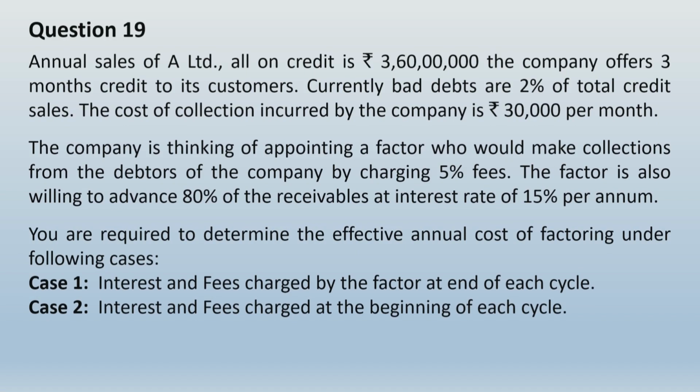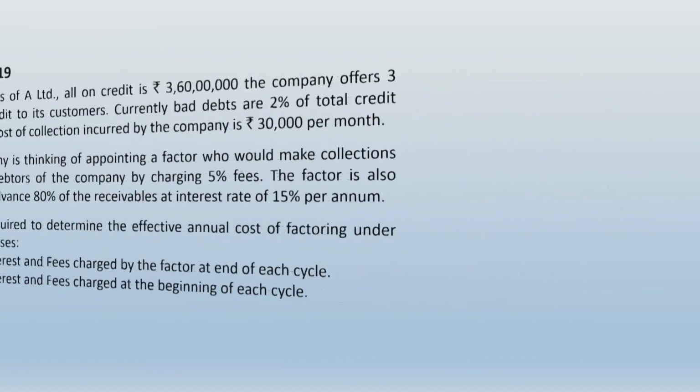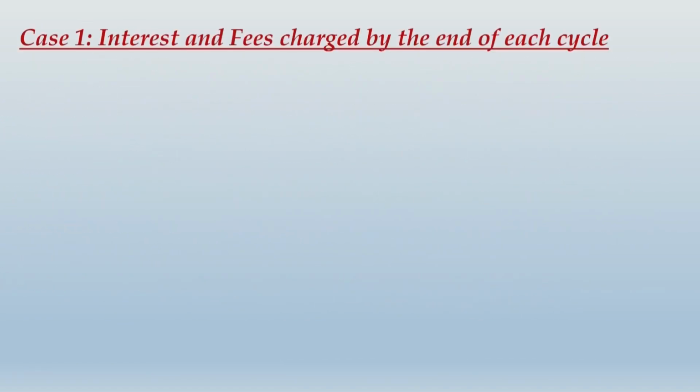You are required to determine the effective annual cost of factoring under the following cases. Case 1, interest and fees charged by the factor at the end of each cycle, and case 2, interest and fees charged by the factor at the beginning of each cycle. So let me check your answers now. Case 1, interest and fees charged by the factor at the end of each cycle.